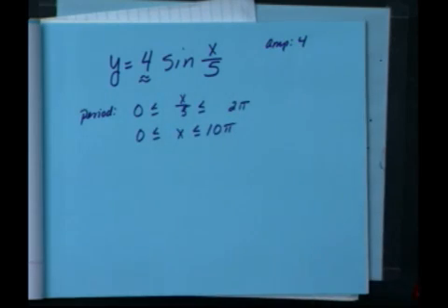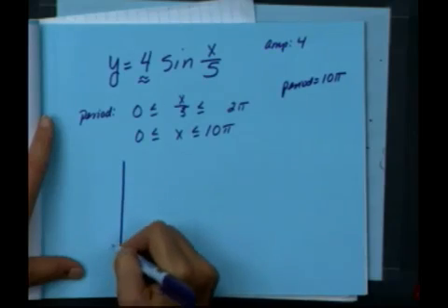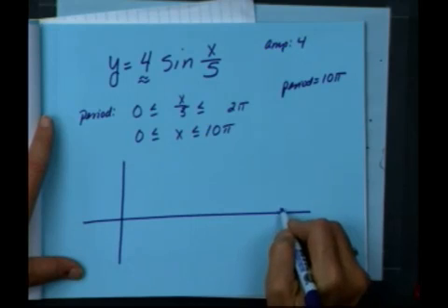We say our period is 10 pi because it's a distance of 10 pi. Anywhere along the curve you mark off, the curve will start to repeat there. All right, so we're only sketching one period. Period is equal to 10 pi. All right, so we'll mark off 10 pi.